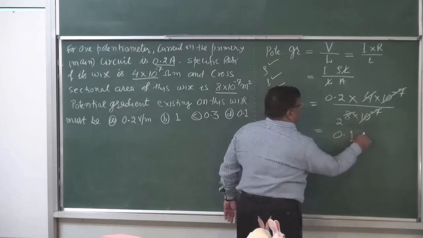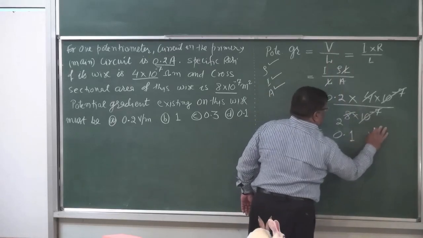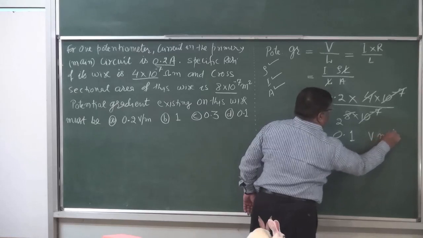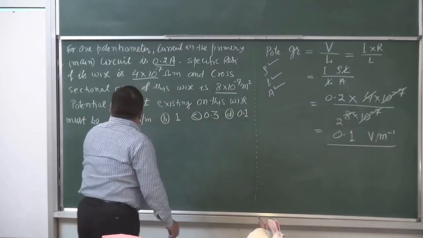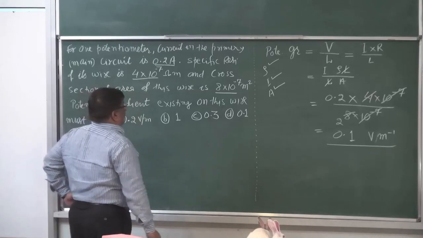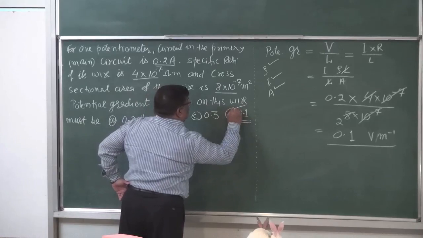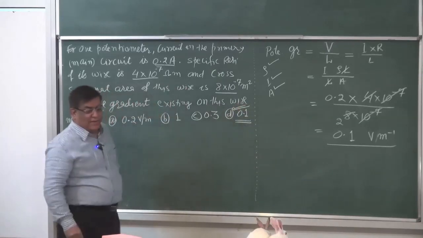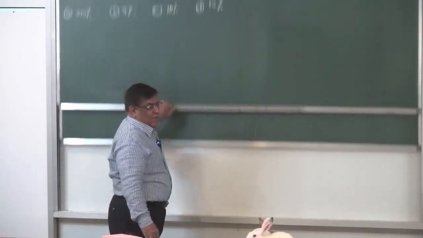And what is its unit? Volt per meter. यहां पर है क्या? Yes, here it is. 0.1 volt per meter. So this is our right option for it. Okay, let's go to the next question now.